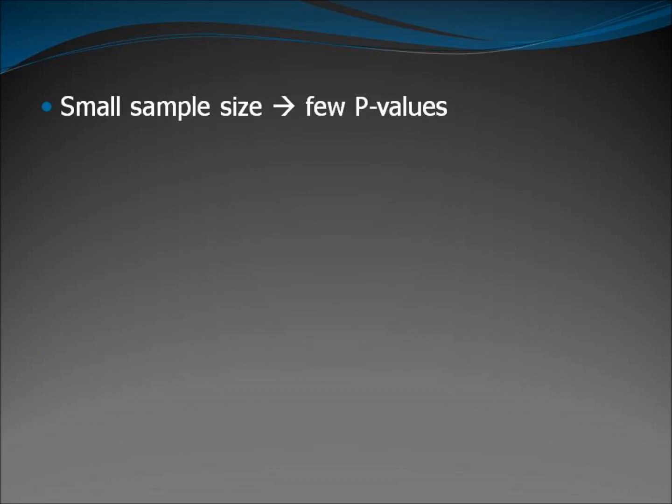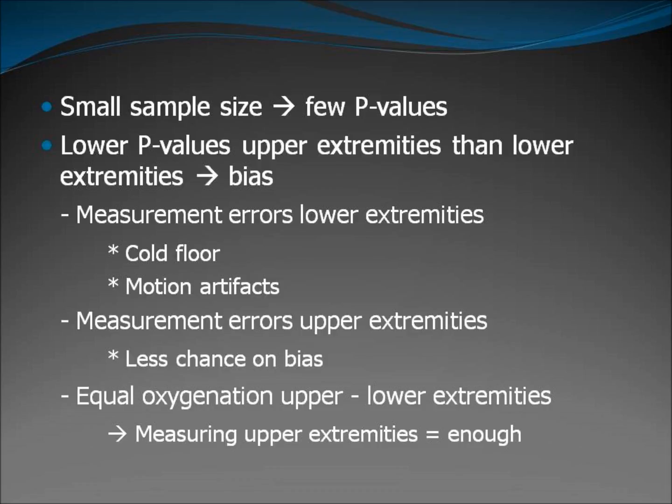Due to the small sample size, only a few p-values could be calculated. The slightly lower p-values after all 3 treatments for the upper extremities than the lower extremities can be an indication for bias during the measurements. Measurement errors of the oxygenation of the lower extremities can be caused by the cold floor in the treatment room, which possibly had an influence on the body temperature, and by motion artifacts during the measurements on the toe.